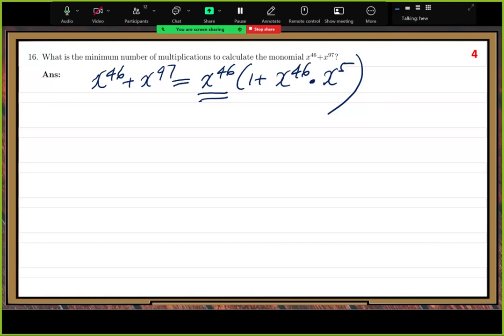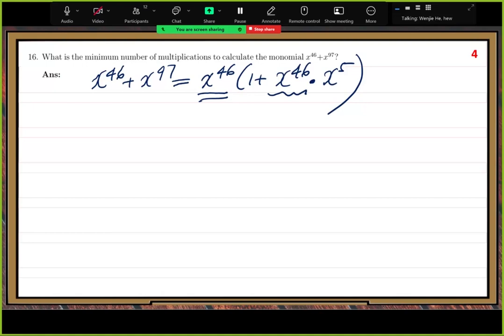Because you spend many multiplications to calculate x to the 46th power, you should reuse it as much as you can. That's why we put it here. That means at least the inner x to the 46th, we do not need to recalculate it, right? We just copy that number. That can save us a lot, right? Save us something at least.